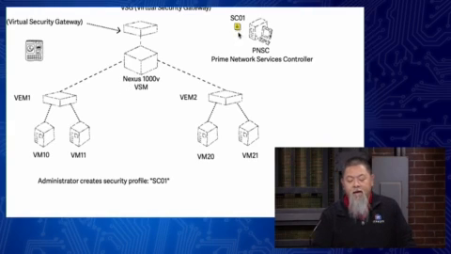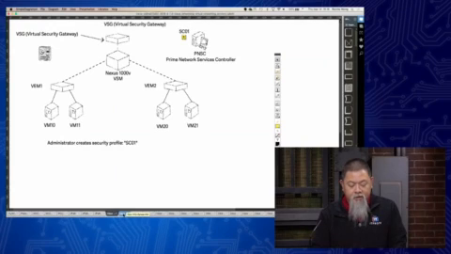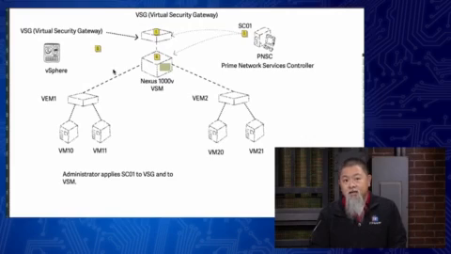When we have a particular security policy that we want implemented, we create that in our Prime Network Services Controller, inside our virtual application container. Then if we implement a virtualized network service such as the VSG, we can apply that security policy to the VSM. We can apply it up here inside our virtual security gateway to identify them.